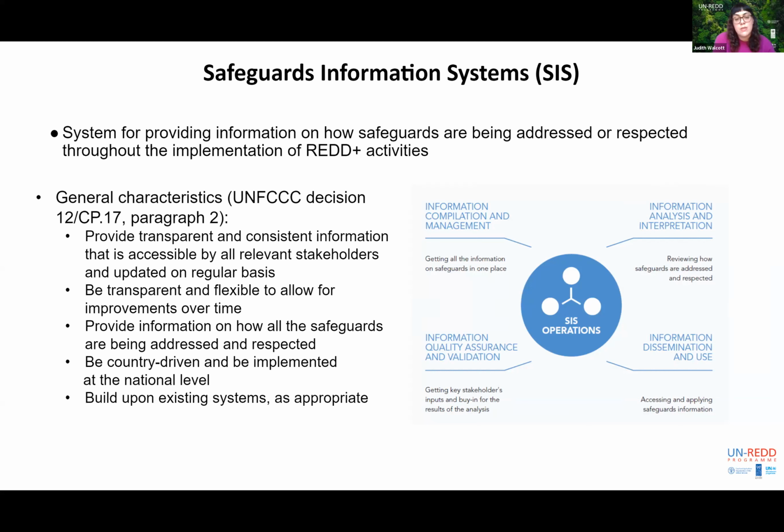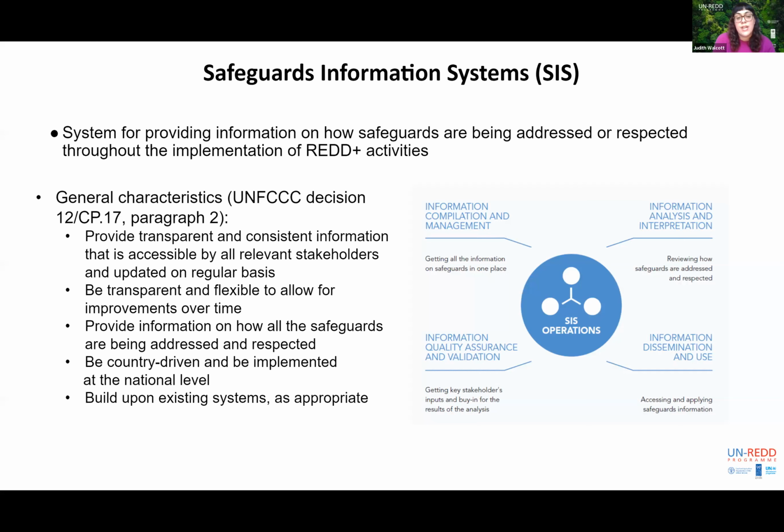But in general, it should provide transparent and consistent information accessible by all relevant stakeholders. And it is very important to link this up to who the relevant stakeholders are, how they would access and use information, and how best to ensure that it's communicated in a culturally appropriate and otherwise appropriate way for the different stakeholders. The system should be transparent and flexible to allow for improvements over time. I think it's very key that the decision under the UNFCCC isn't expecting perfection from the outset, but rather it could be a very simple system that is implemented and improved or has more complex operation over time, and also depending on needs and different financing opportunities.